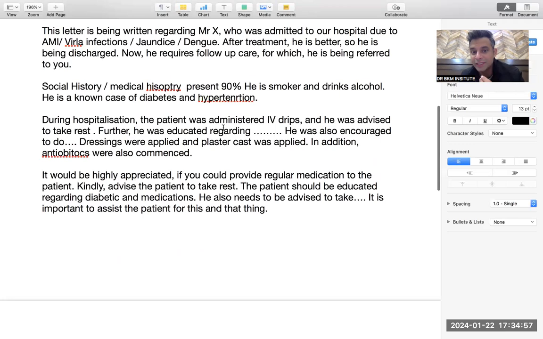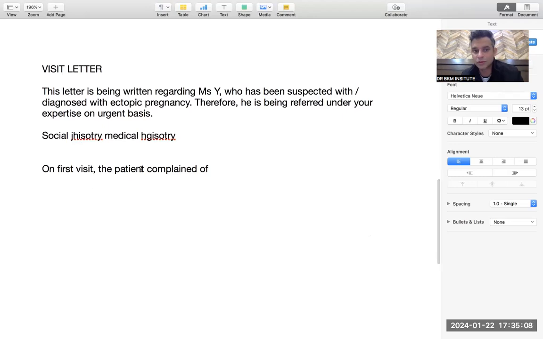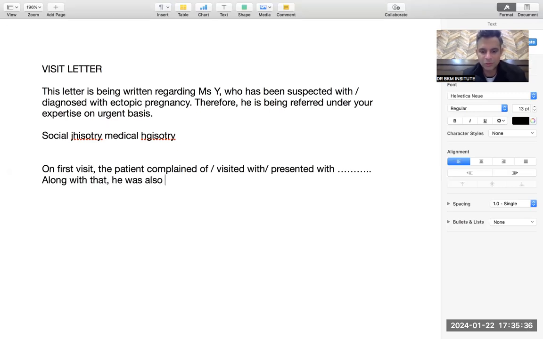And this was IV drips were given by us. He was advised by us. He was educated. So it was a passive voice done by us. Whereas in active, there is no use of was. So you can say patient complained of. You can say patient visited with chief complaints of. You can also say patient presented with whatever symptoms. So the first line, on first visit, the patient complained of this thing. Second line, along with that, if there are more symptoms, he was also having this thing.